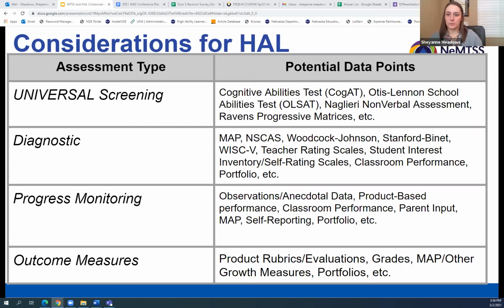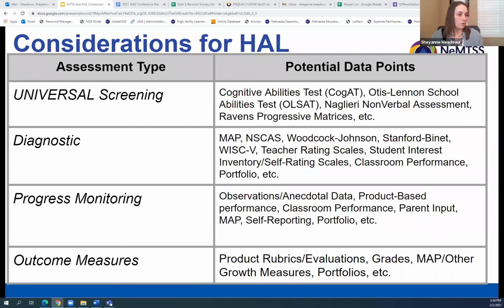Parent input is huge, because the parent sees what the child's doing at home, the parent hears what the child is saying. And so being in communication with the parents is also really important, because they will tell you their perspective on their child's challenge in school. And a lot of times parents know better than we do in schools what their child needs.